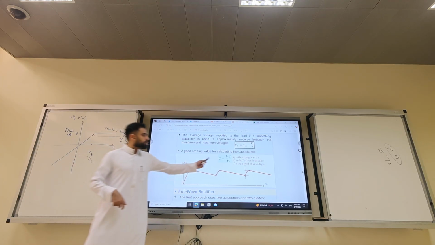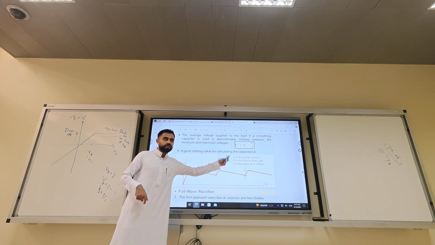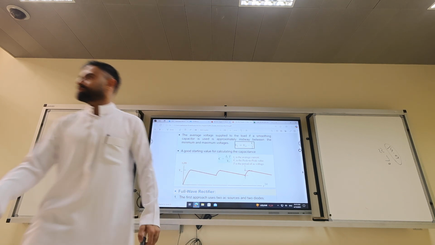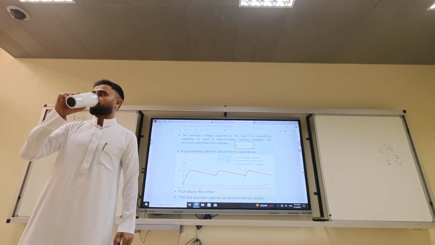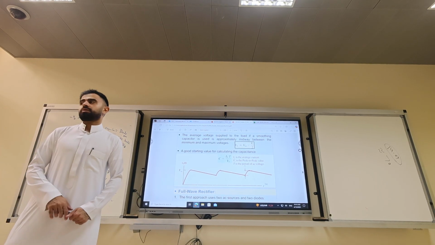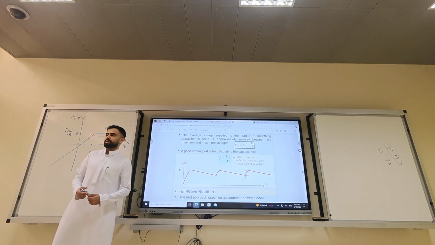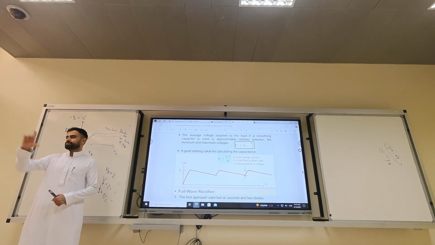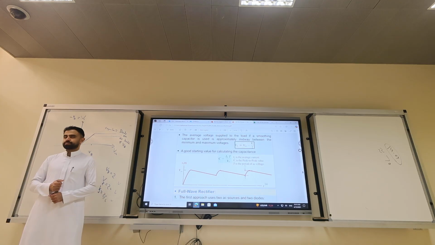Now, of course, in design you have to fix two or three and then choose one. Yes? Is it the same idea if it's in series? No, if it's in series, it will not work. It has to be parallel. Okay? For the smoothing capacitor.